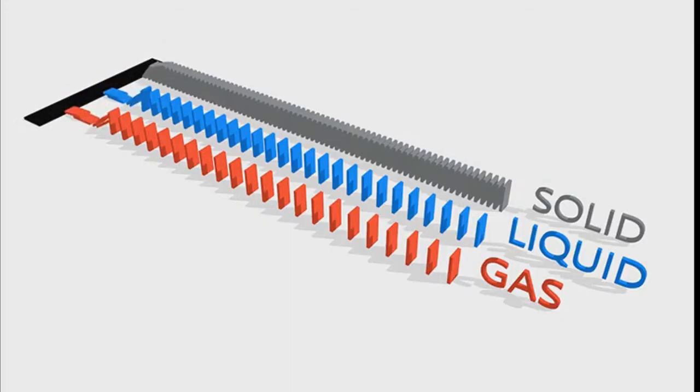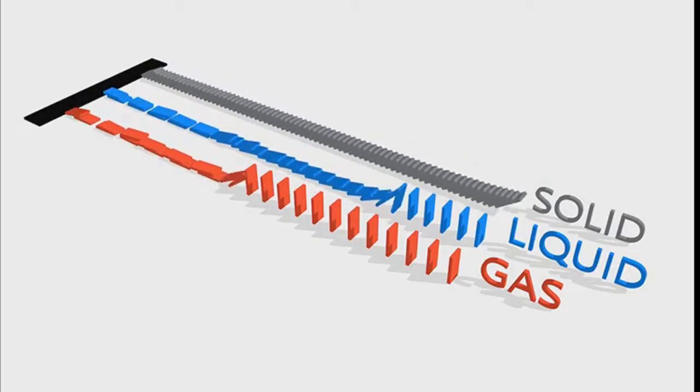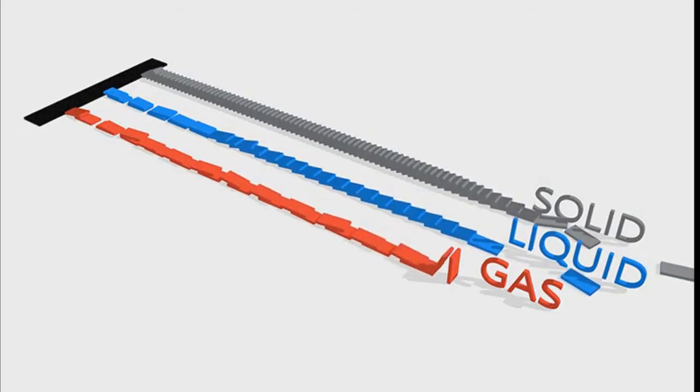We could see what having closer together molecules do for the speed of sound. In solids, it moves a lot faster, because my dominoes are much closer together. Then liquids was a little slower, and then gases were the slowest.